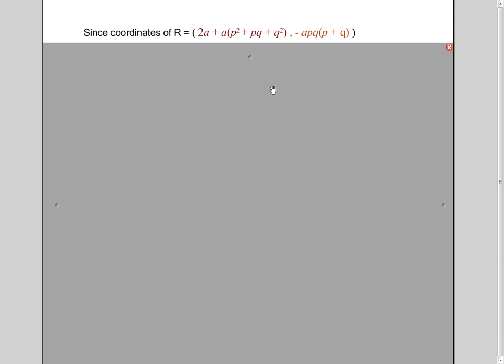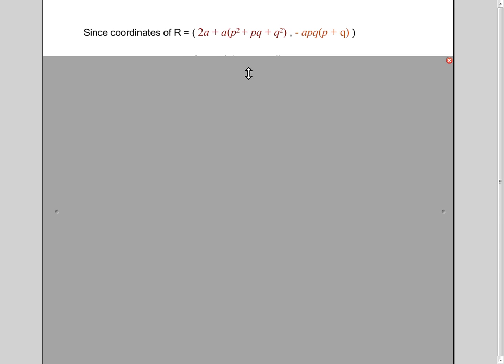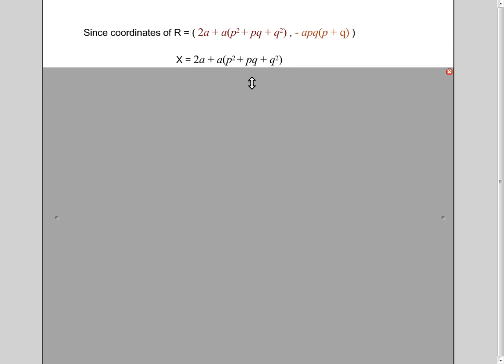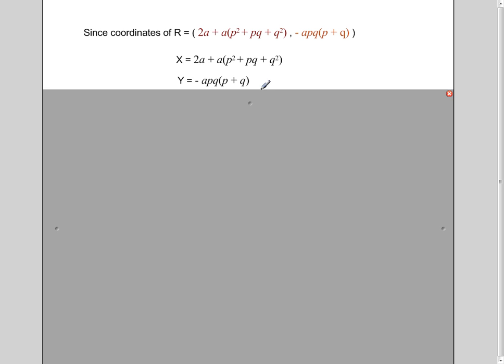So if I show you the next stage here, picked up from before, the coordinate of R is that. That's quite straightforward. So that is the X value and this is the Y value. We're actually looking at the parametric equations of X and Y, which means if I can substitute the values of P and Q from here and combine the two together, I get the locus of R, which is a Cartesian equation. So let's see how we move about this.